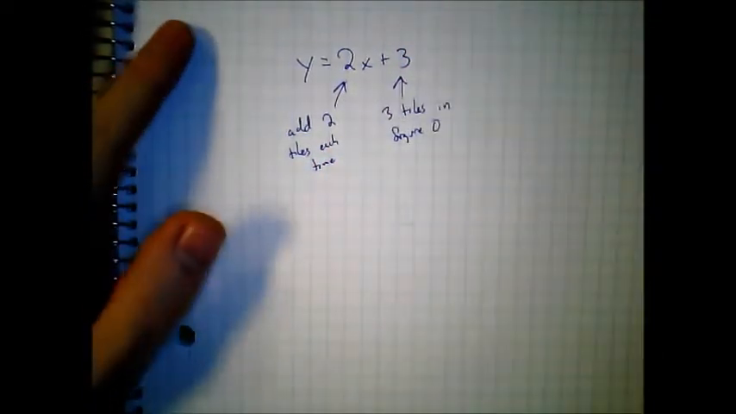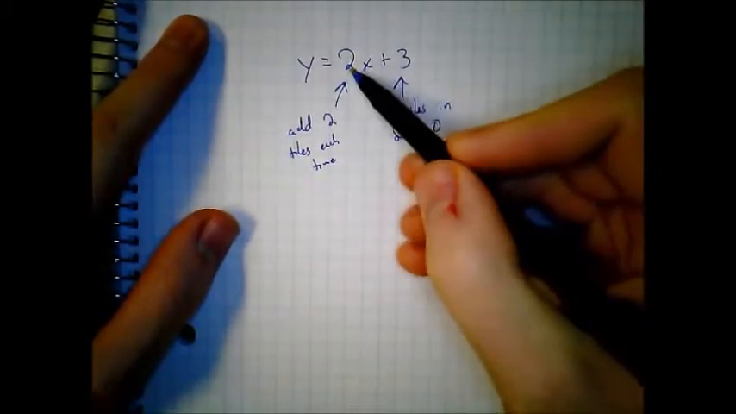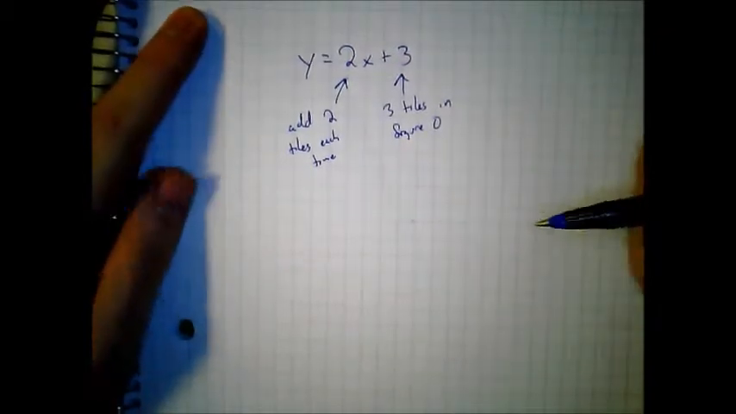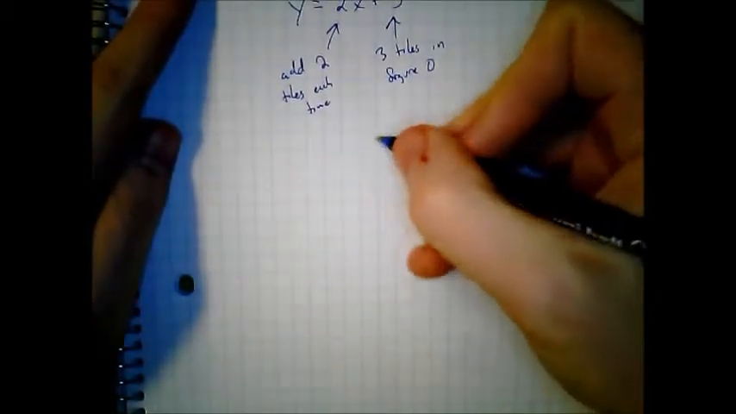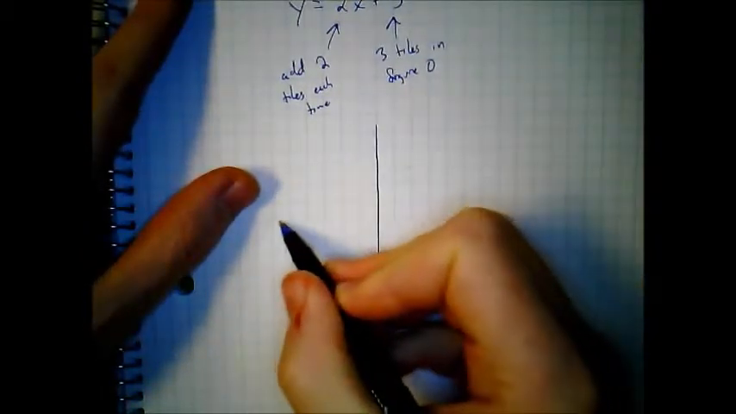y equals 2x plus 3. We understand this now: this positive 3 means we have 3 tiles in figure 0, and this 2x means we're adding 2 tiles each time. So to set up our graph, we want to get in the habit of doing 4-quadrant graphs from now on.